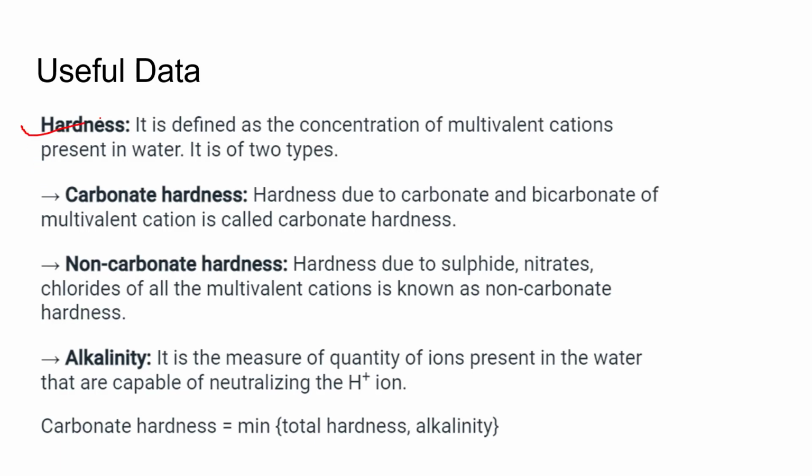First of all we must know about hardness. Hardness is due to the cations present in the water. There are two types of hardness: the first one is carbonate, the second one is non-carbonate. Carbonate hardness is due to carbonate and bicarbonate. Non-carbonate hardness is due to sulfates, nitrates, chlorides, etc. In short, multivalent cations, right?